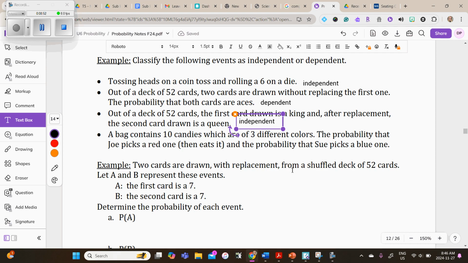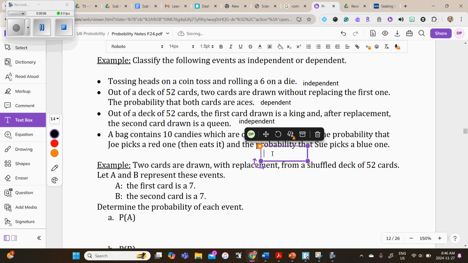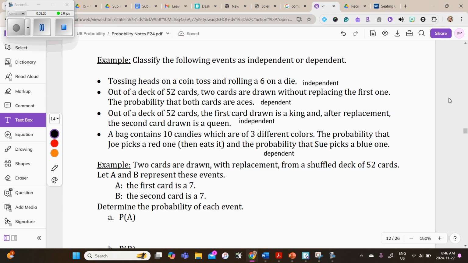So those are independent. Okay, the next one says a bag contains 10 candies, which are 3 different colors. Probability that Joe picks a red one, then eats it, and then the probability that Sue picks a blue one. So because he is taking that candy out and eating it, that is similar to not replacing the card. That is dependent because Sue's probability has changed based off of what Joe has done.